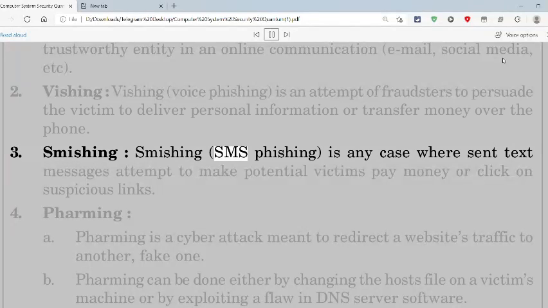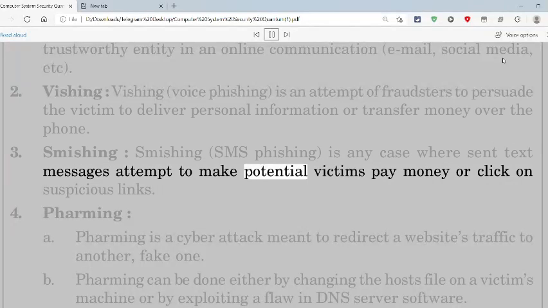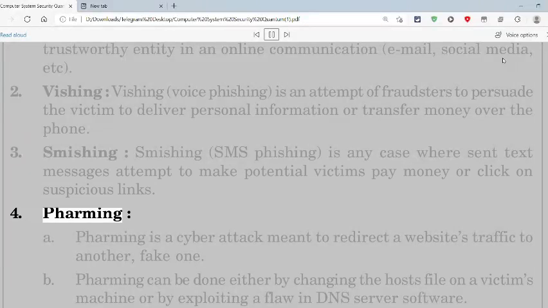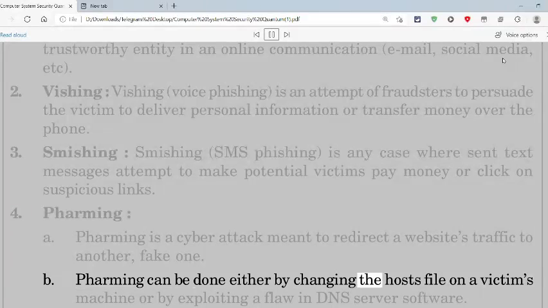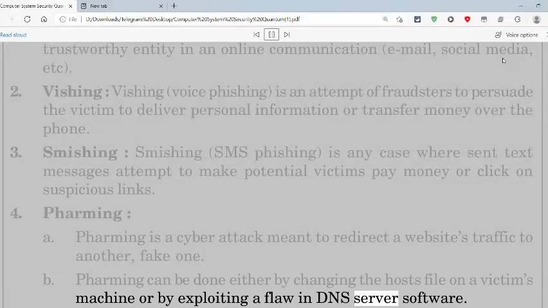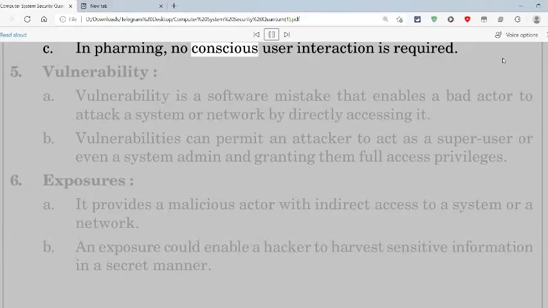3. Smishing. Smishing, SMS phishing, is any case where sent text messages attempt to make potential victims pay money or click on suspicious links. 4. Farming. A. Farming is a cyber attack meant to redirect a website's traffic to another, fake one. B. Farming can be done either by changing the host's file on a victim's machine or by exploiting a flaw in DNS server software. C. In farming, no conscious user interaction is required.